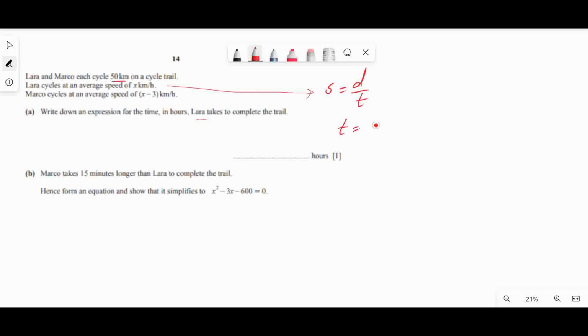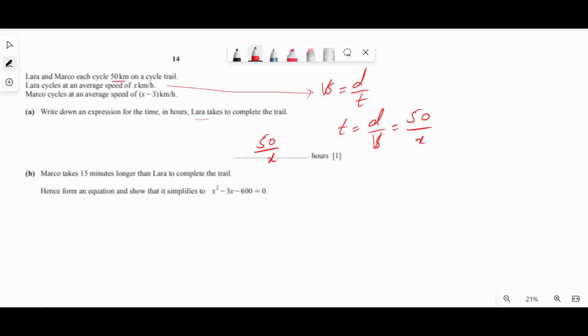So time will be equals to d by s. So here the distance is 50, and the average speed, this is basically the average speed that is represented with v. So this will be equals to x. So 50 by x will be the final answer. Now Marco takes 15 minutes longer than Lara to complete the trail. So what does it mean? It means that their difference must be equals to 15.